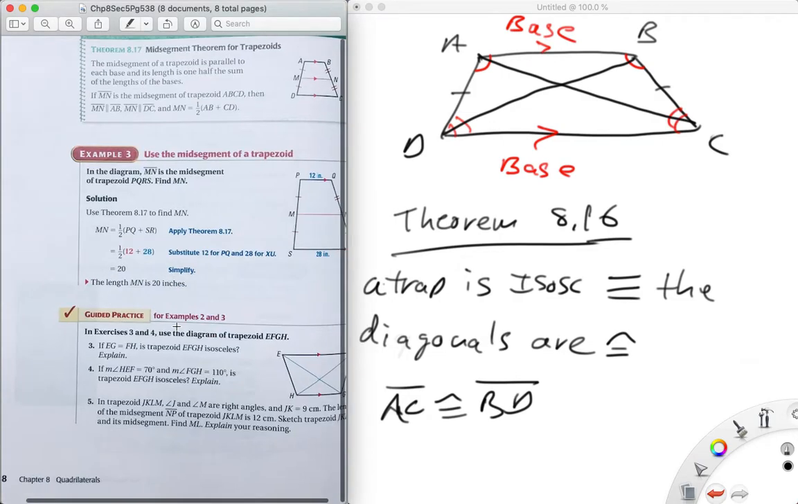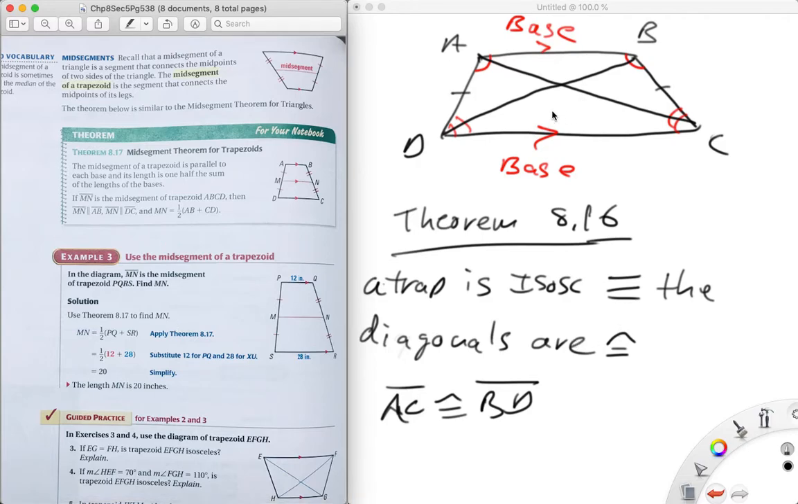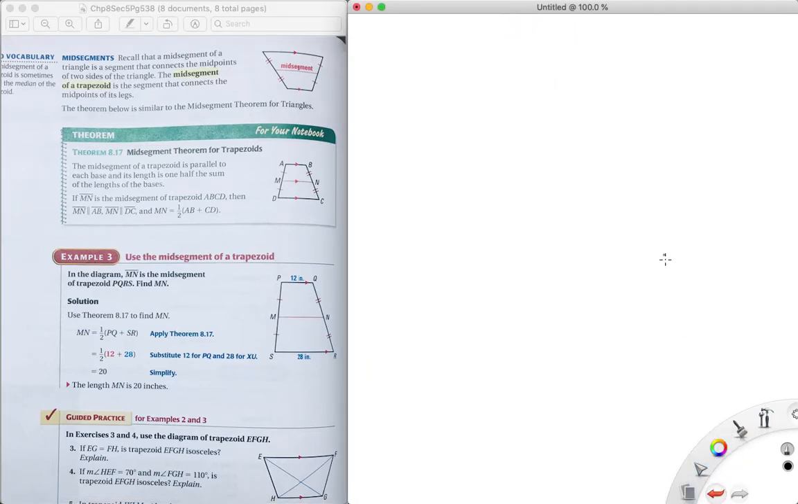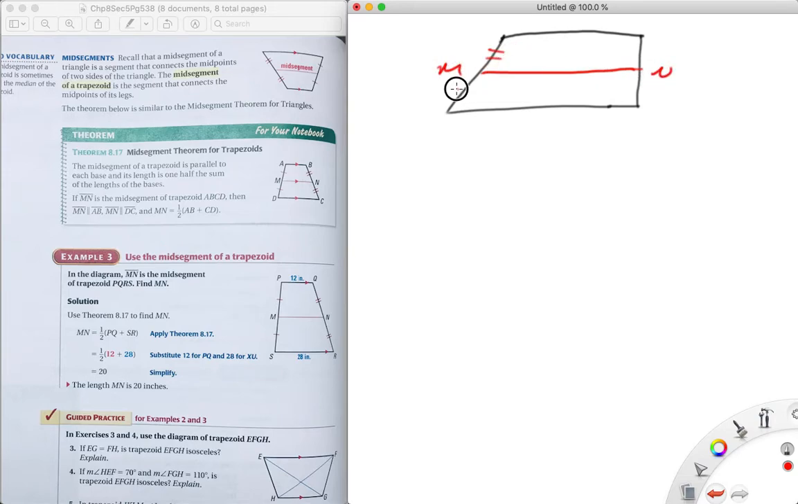Alright, then we have the concept of the mid-segment. So mid-segment, just like in triangles, trapezoids have a mid-segment as well. And when we talk about a mid-segment of a trapezoid, in this case we have mid-segment MN, and it's cutting the legs in half on both sides.